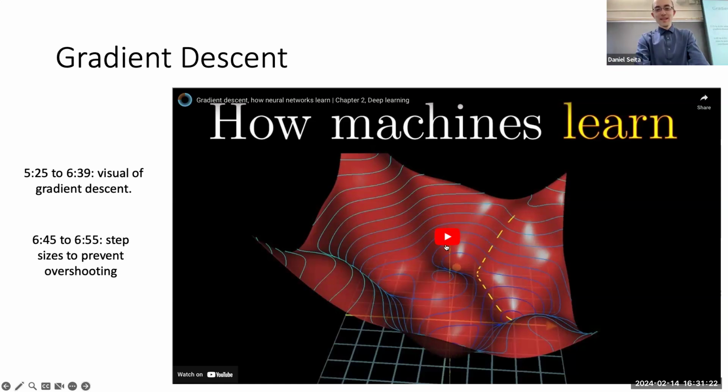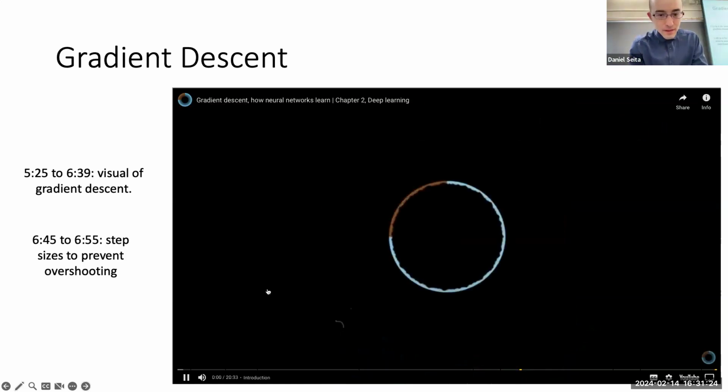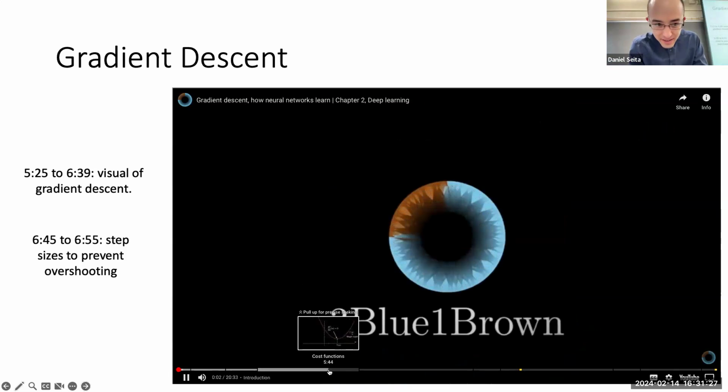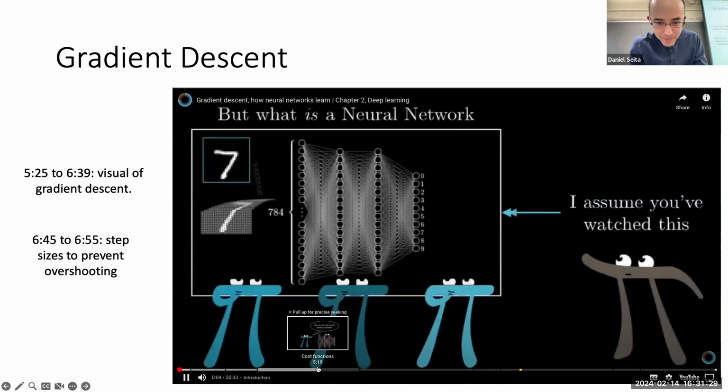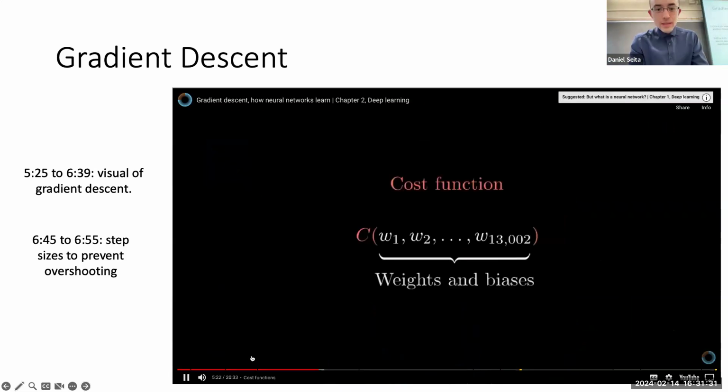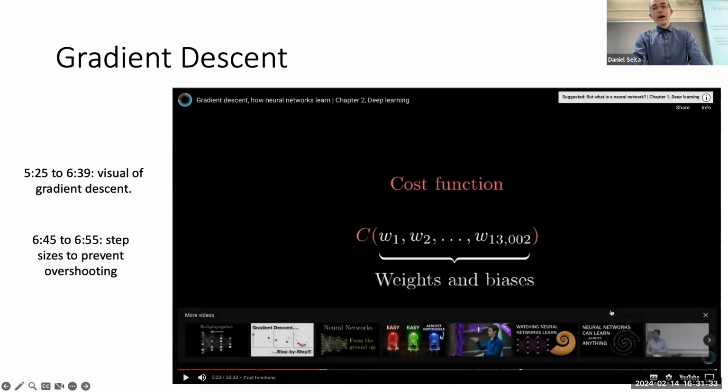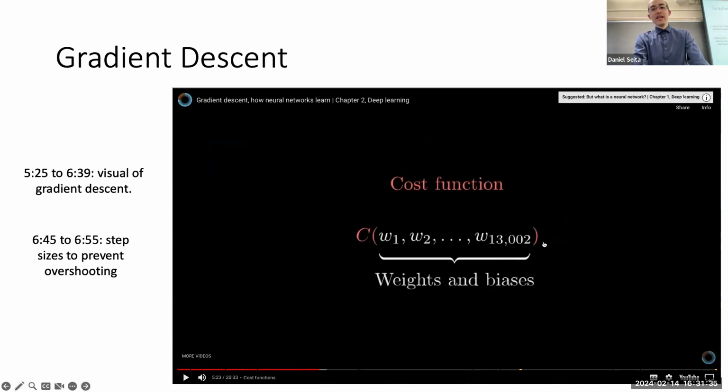So if you look at 5:25, what happens here is this video is considering the function. It's a cost function, so what he's using is the value C. I use f here, but no, C is just some cost function. So it's the thing that we're trying to minimize. The input is this big vector.